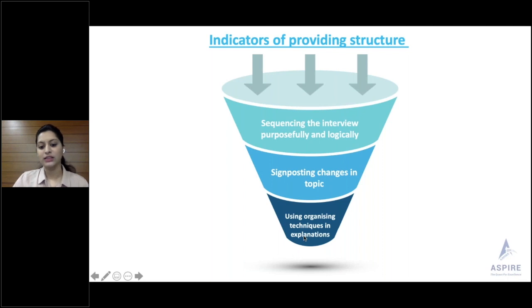Using organizing techniques to explain. So I could give you examples of this so that you understand this better. So it's like, when I say we will address that first and then move on to your other symptoms, is that okay with you?